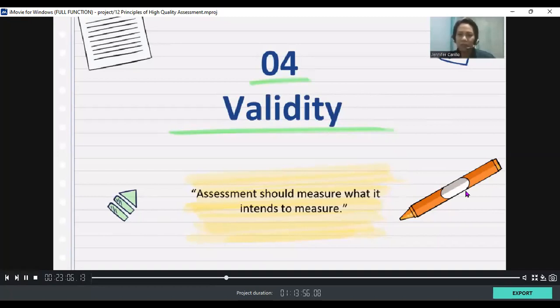Kaya if mahitabo nga naghisgot na ka nga functions of the computer nga wala pa na nimo na discuss, then that is not valid. Okay? So you need to only measure what you have taught to your students. So kung unsa imuhang di-discuss, dapat maora sa ang imuhang i-test.